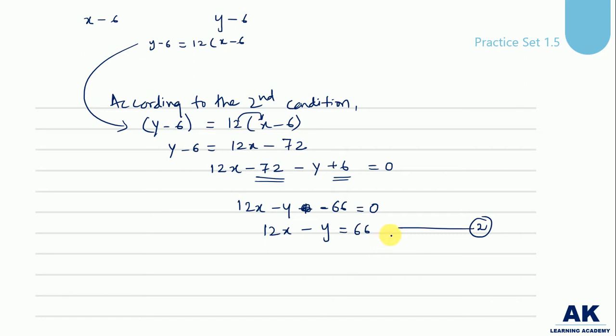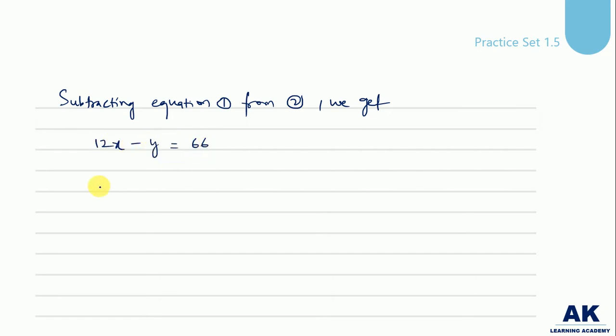Okay, so let's subtract equation 1 from equation 2. Subtracting equation 1 from 2, we get 12x minus y is equal to 66, and 2x minus y is equal to minus 4.